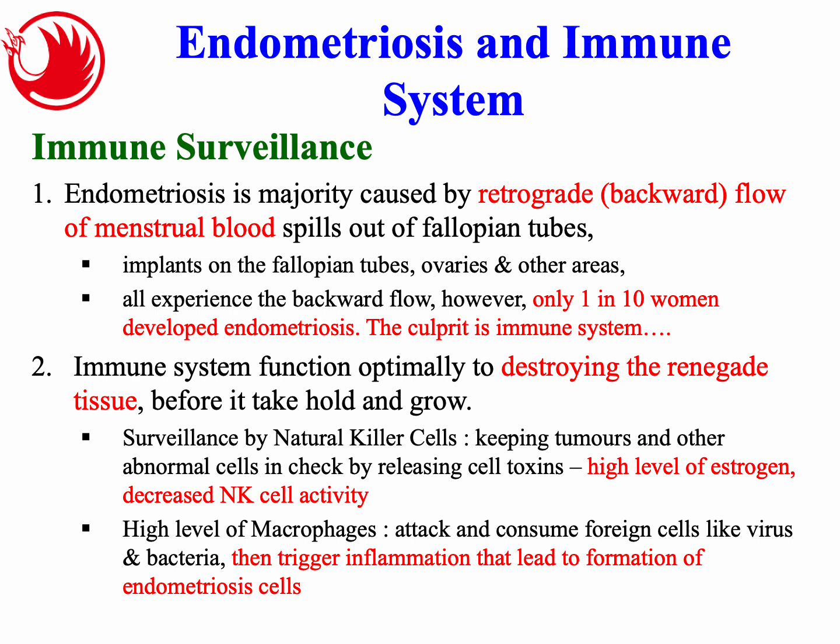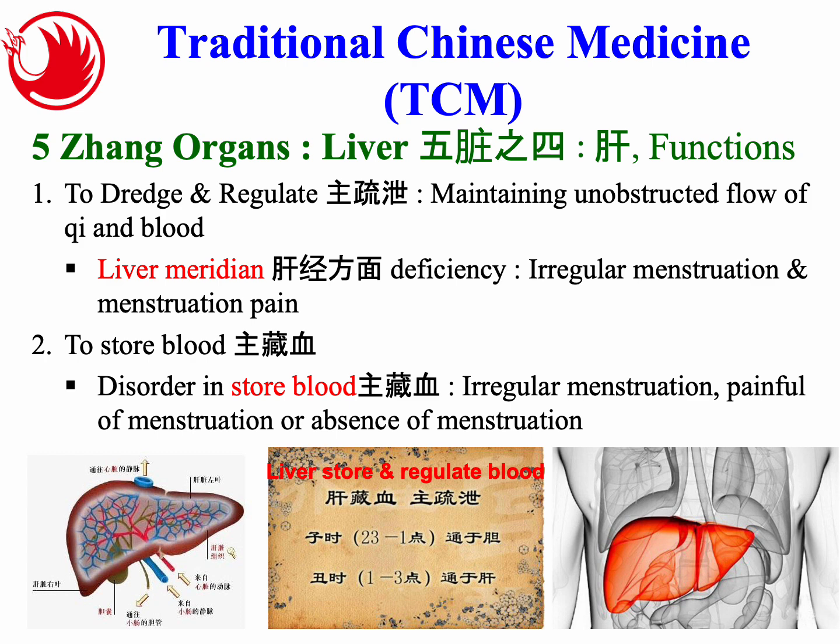Next, we look at the TCM perspective. In TCM perspective, we look at the function of the liver, because the liver maintains an unobstructed flow of qi and blood throughout the body. The liver is responsible for storing blood to make sure that enough blood is available as and when the body needs it.